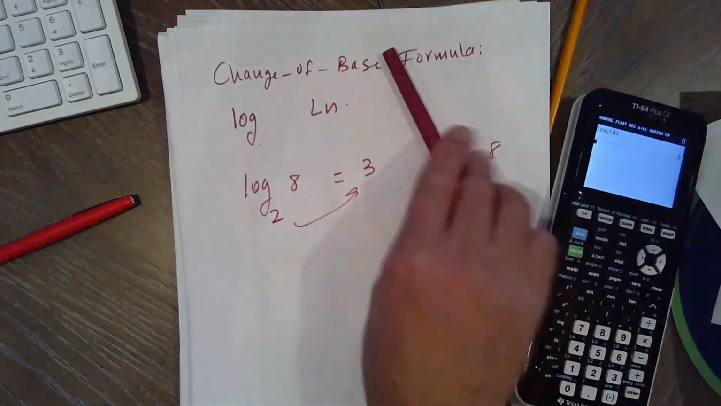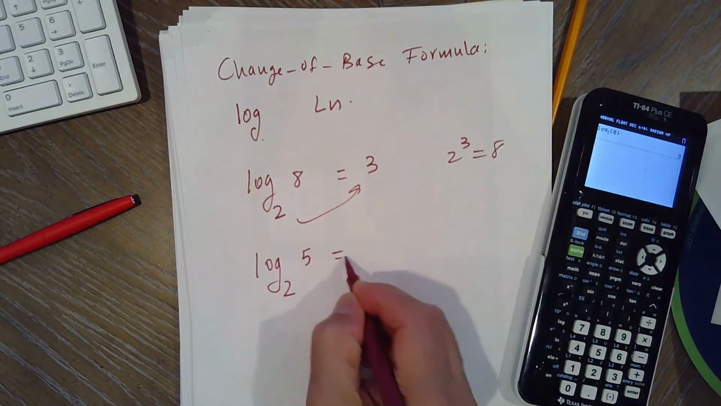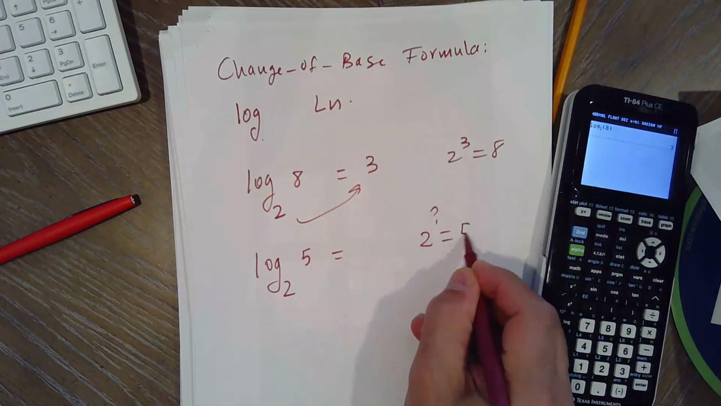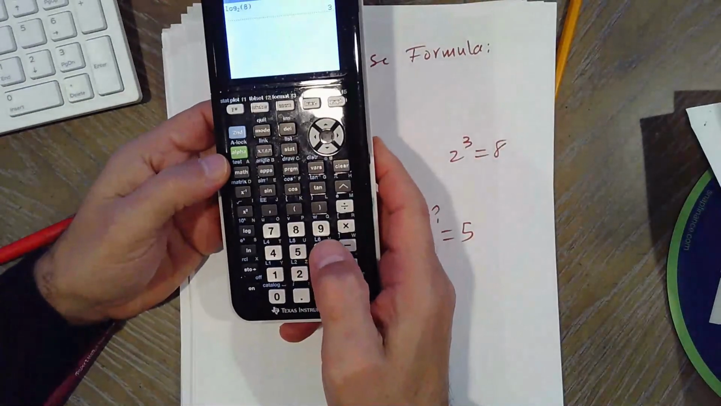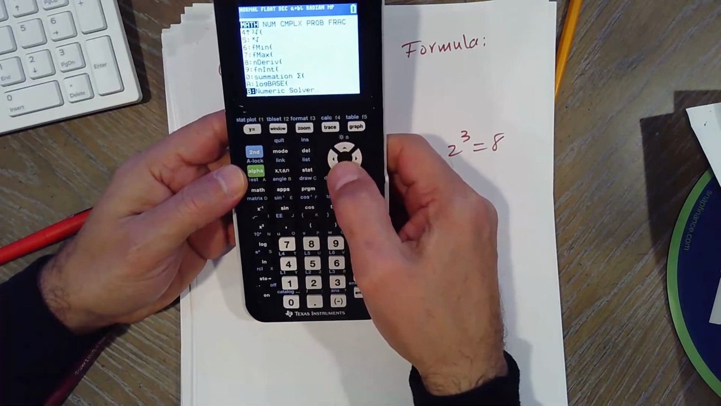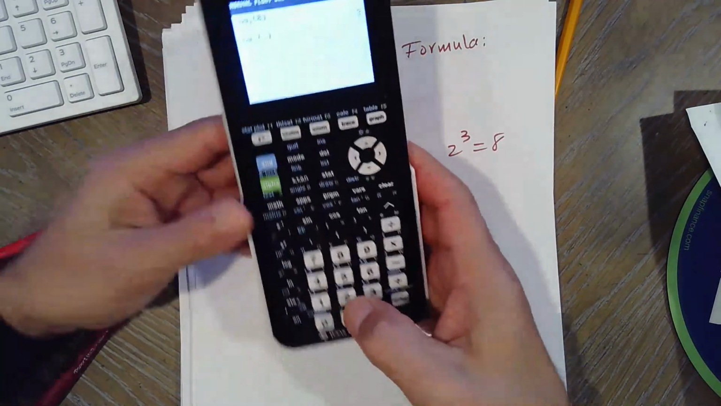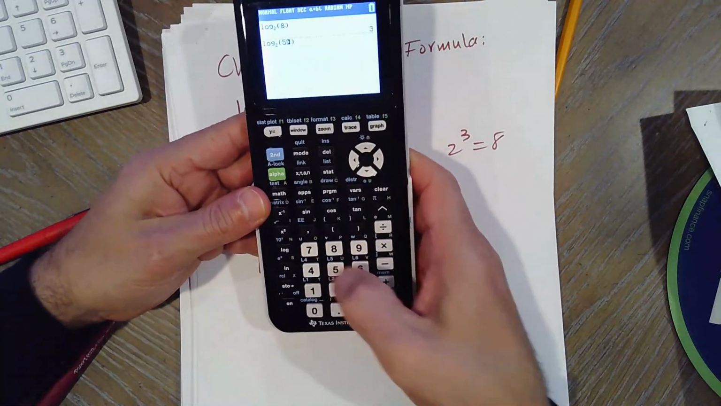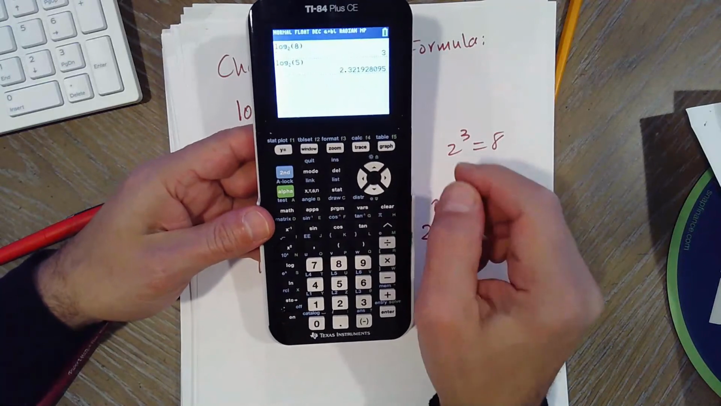Now of course we don't need the calculator for this because 2 cubed is 8, but we would need it if we have, say, log base 2 of 5. 2 to what power is 5? Good luck. So you can go to math, up arrow key, log base, hit that, and then base 2, and then 5. And there's another way of doing this. It's called the change of base formula.